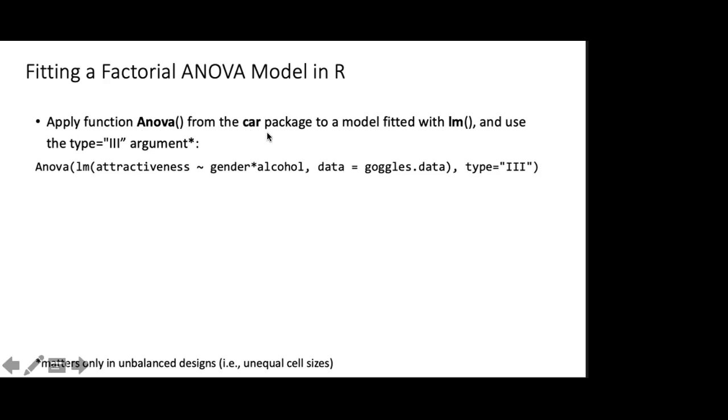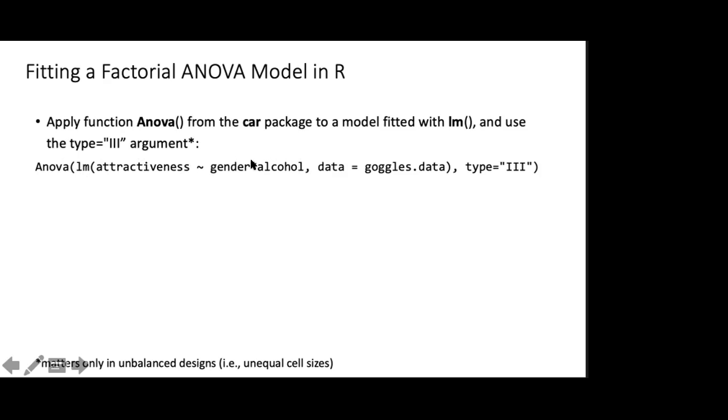We also have the lowercase anova function, right? But that's a different one. And you can use the capitalized one to show a summary of the results for a model that you fitted using lm. Here it would be attractiveness, right? So that is our dependent variable. And the syntax for the model specification is the same as for regression models, right? That just means it's a shortcut for gender plus alcohol plus gender times alcohol. So you can just type gender times alcohol, and then R will do the rest automatically.